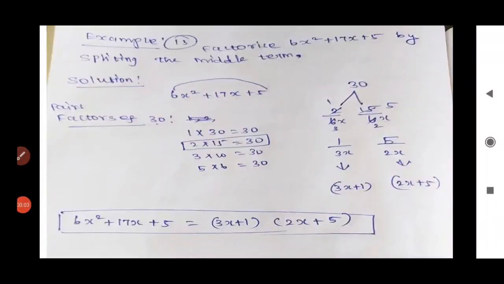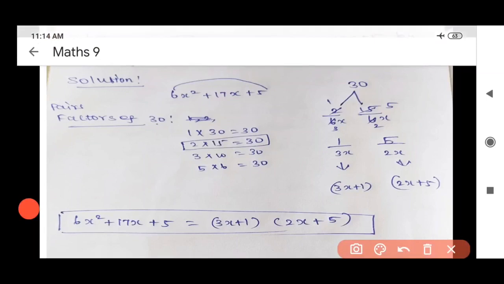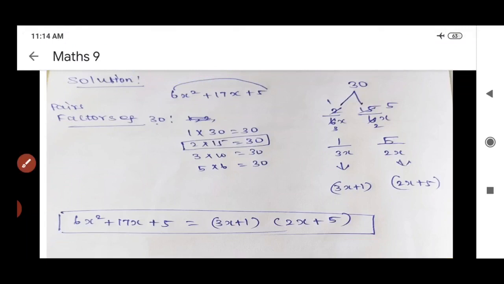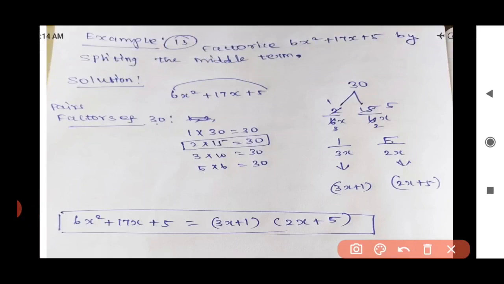Example 13. Factorize the polynomial 6x squared plus 17x plus 5 by the splitting middle term method. Already you learned this in grade 8, so let us revise it. The given polynomial is 6x squared plus 17x plus 5. Solution: using the splitting middle term method. The splitting middle term method is only used for quadratic polynomials. The highest degree is 2, so you apply the splitting middle term method. 6x squared plus 17x plus 5.